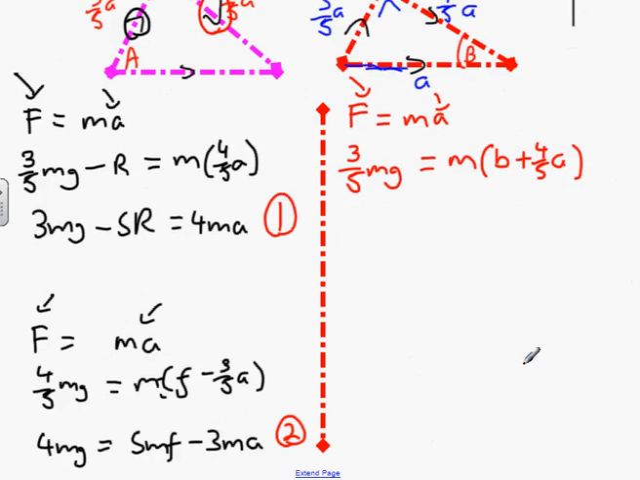Now, what we're going to do here is multiply both sides by 5. So 3mg equals 5mb and plus 4a.